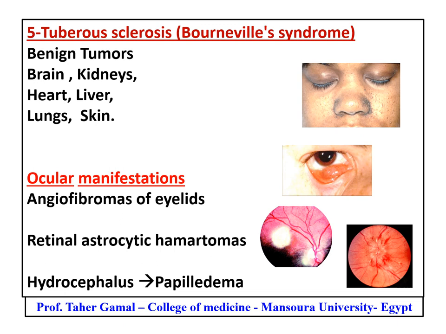The fifth type of phacomatosis is tuberous sclerosis, or Bourneville syndrome. It is a benign tumor that occurs in the brain, kidney, heart, liver, lungs, and skin. The ocular manifestations: angiofibromas of the eyelids, retinal astrocytic hamartoma, and hydrocephalus leading to papilledema.